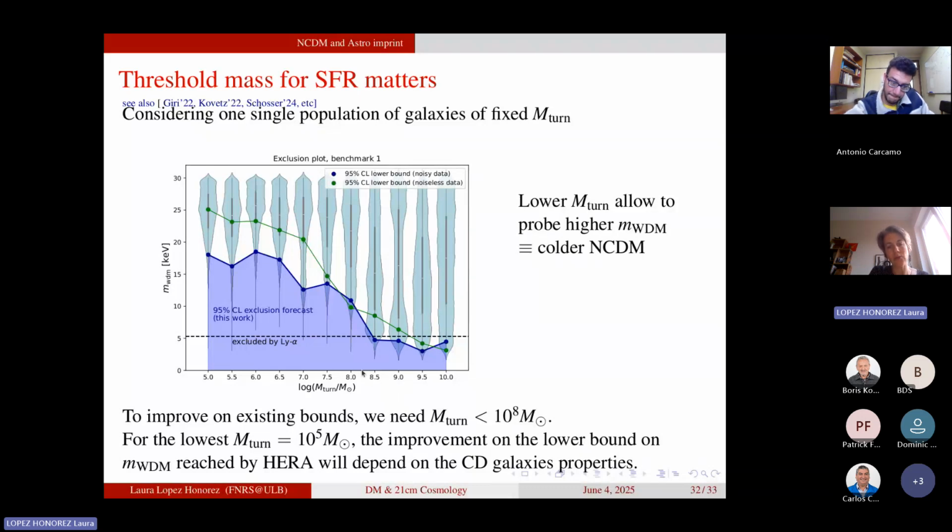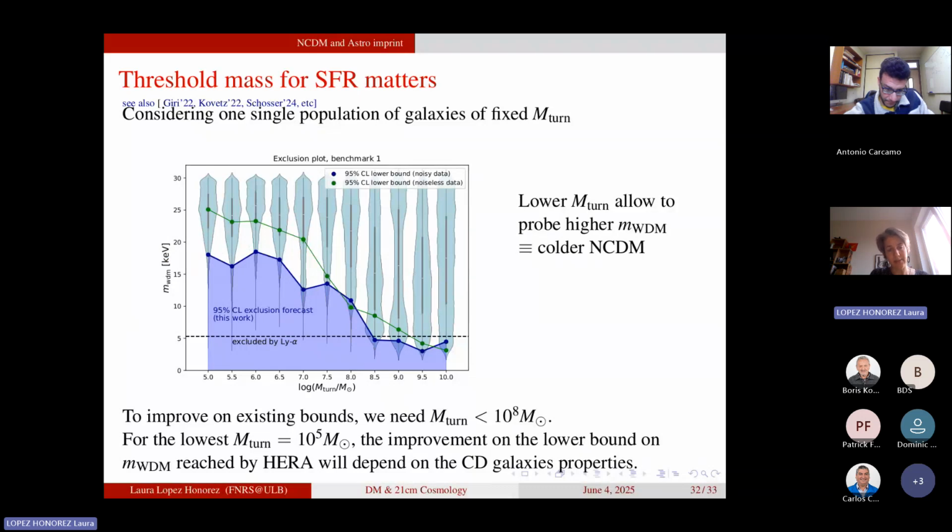Now, as soon as I get below something like 10 to the 8.5 solar masses, the forecasts for 21 centimeter cosmology become more interesting, right? You can improve with respect to Lyman alpha forest constraints, going from a constraint of 5.3 keV to something that can go up to, within this astrophysics setup, something like 17 keV. That would be excluded by 21 centimeter cosmology.